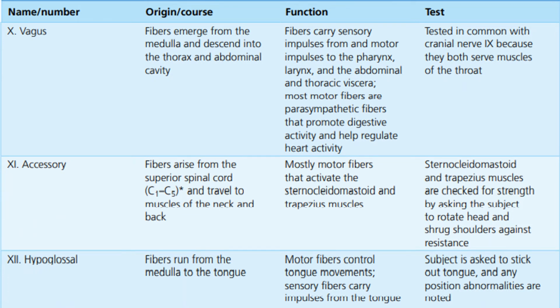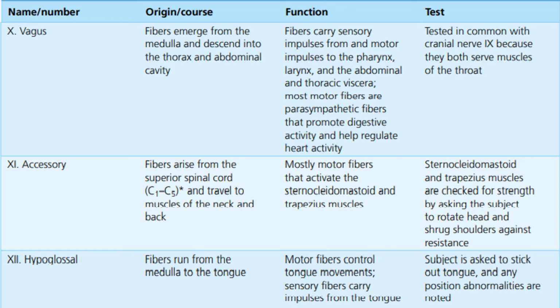Number 10, the vagus nerve. Fibers emerge from the medulla and descend into the thorax and abdominal cavity. Fibers carry sensory impulses from and motor impulses to the pharynx, larynx, and the abdominal and thoracic viscera.